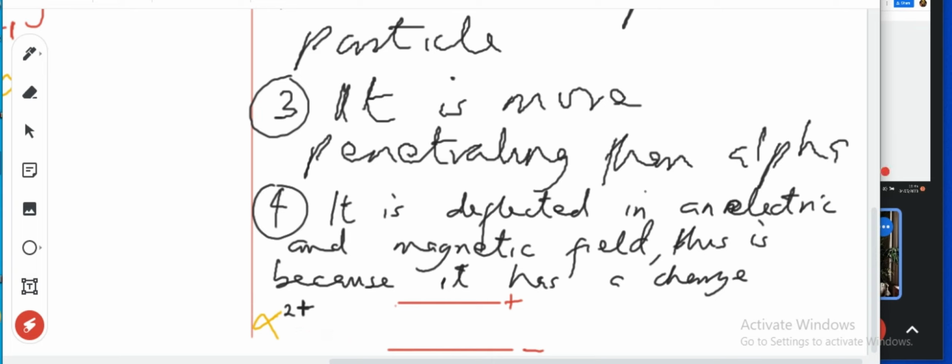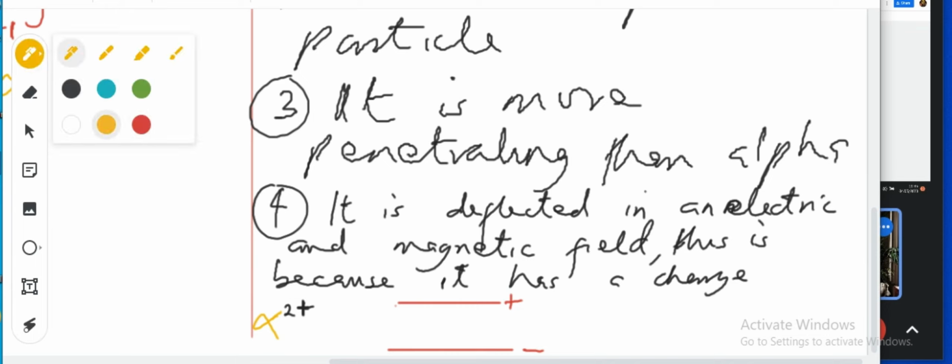So when it enters this field, which direction will it go, to the positive side or the negative side? That's what I mean by deflection. It's positively charged, and opposite charges attract. So an alpha particle will be deflected towards the negative side of the field because it is positively charged. How about beta? How will beta minus be deflected?